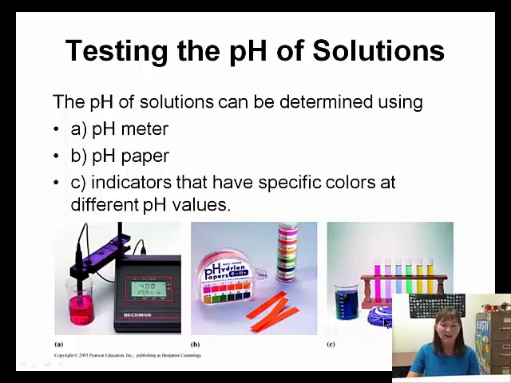Another way of determining the pH is indicators that have a specific color change at different pH values. So there are particular plants and compounds in nature that have what we call a pH indicator. So pH indicators are just molecules that can change color when the pH changes. Purple cabbage is an example of that.